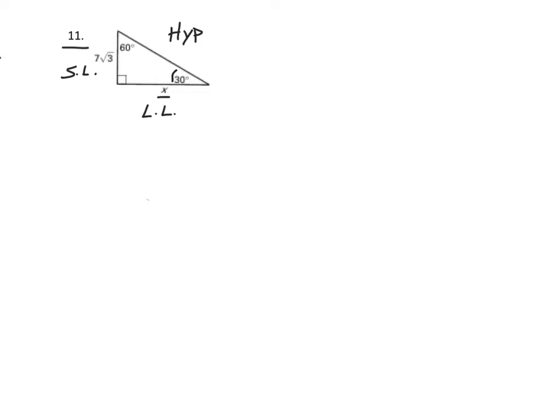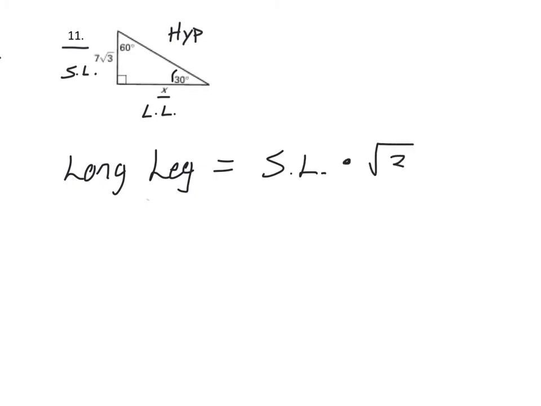So in this case, I have to remember what's my equation to solve for the long leg if I have my short leg. So if you recall what it is, we just used it in the last problem. I'm going to take my short leg and I am going to multiply it by radical 3. So let's plug in what our short leg is. In this case, it is 7 radical 3.